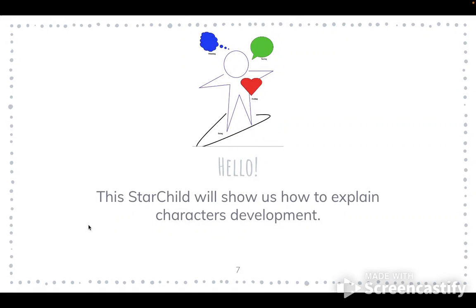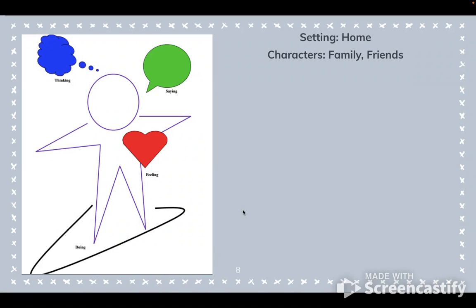So when we're talking about exposition, we aren't necessarily talking about how they've changed, but who they are at the beginning. I want you to think about this in a personal sense. If your setting is home and the characters that are around you are your family and friends, you are going to be thinking, saying, feeling, and doing very different things than if you were at school, right?